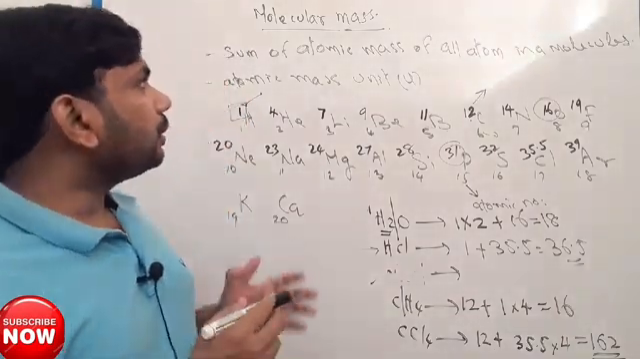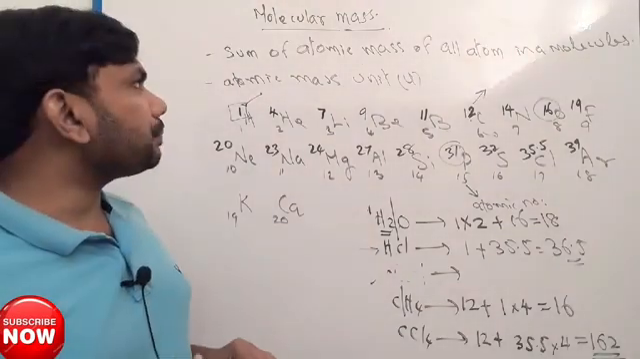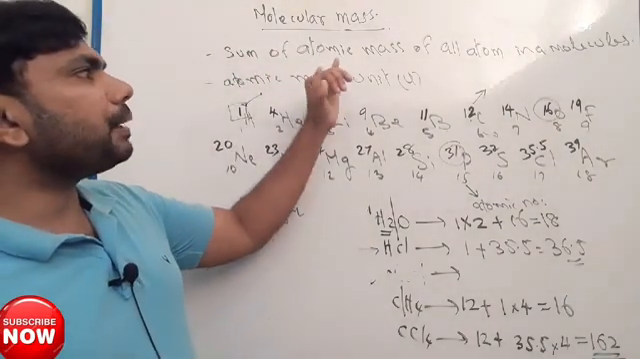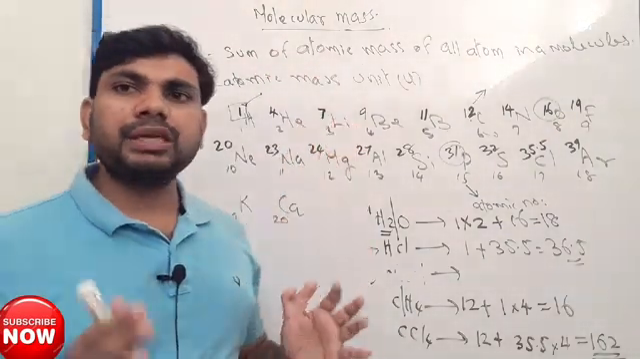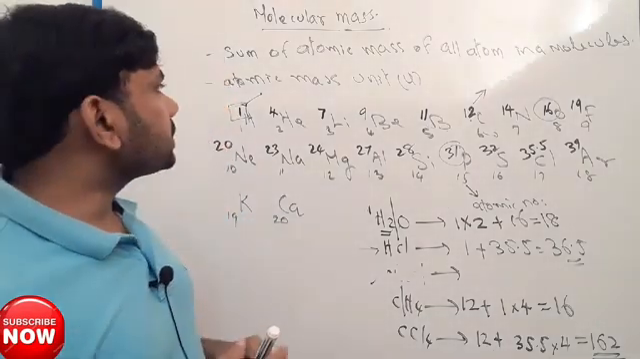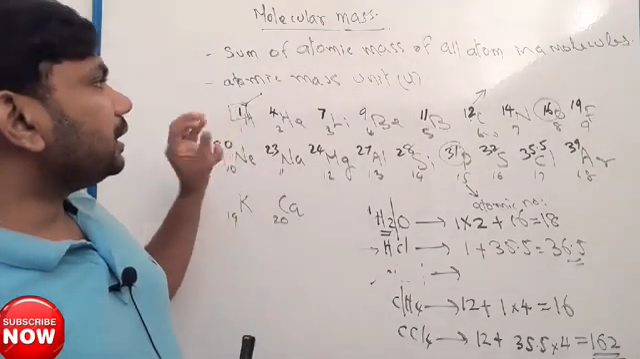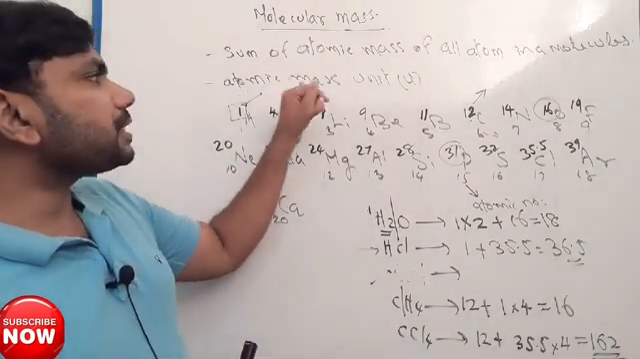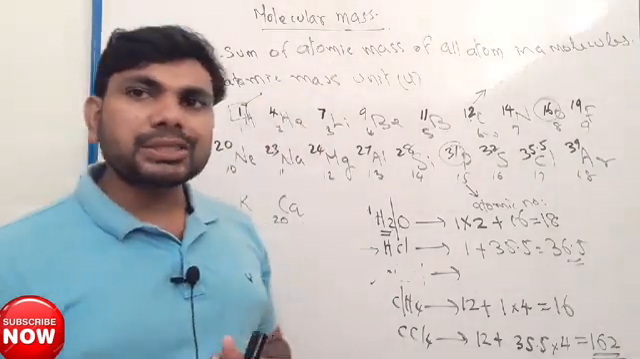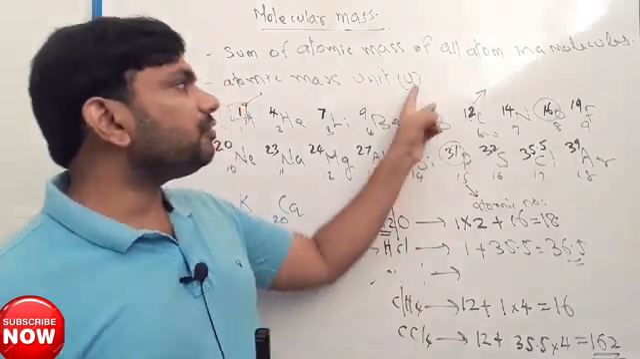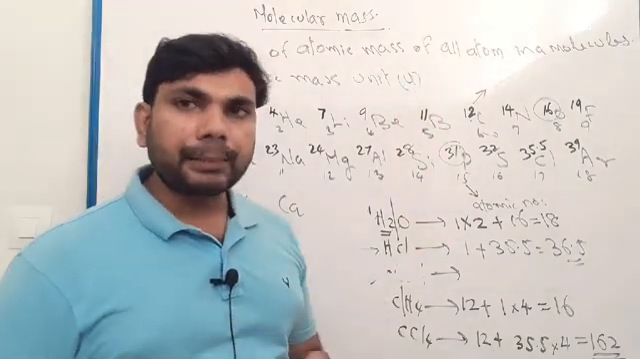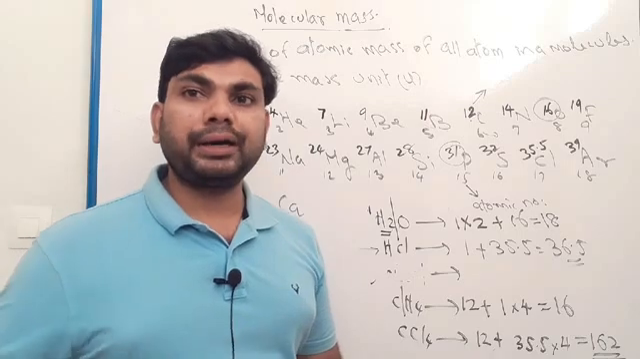Okay, so here we discussed that molecular mass means the sum of atomic mass of all atoms in a molecule. This is atomic mass. Its unit we will say atomic mass unit, or you can say unified mass. U means unified mass.